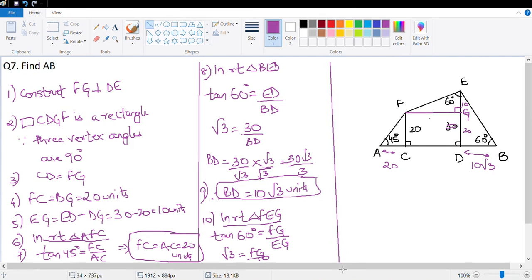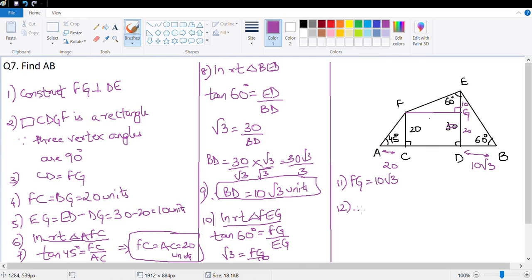So this one is simple. What we get is point number 11. FG is equal to 10 root 3. Therefore, FG is equal to CD is equal to 10 root 3 units. So this is also 10 root 3.